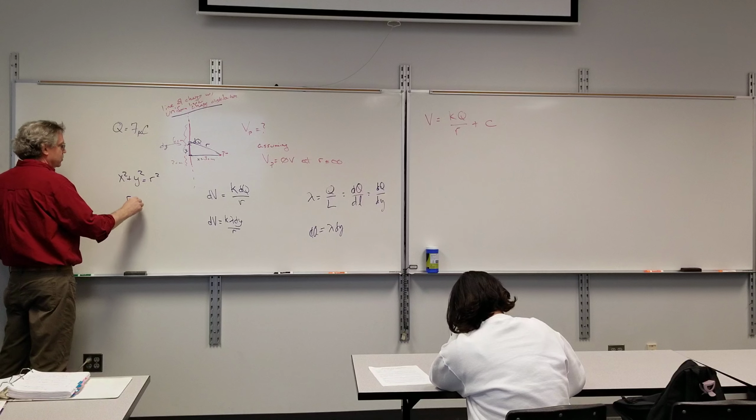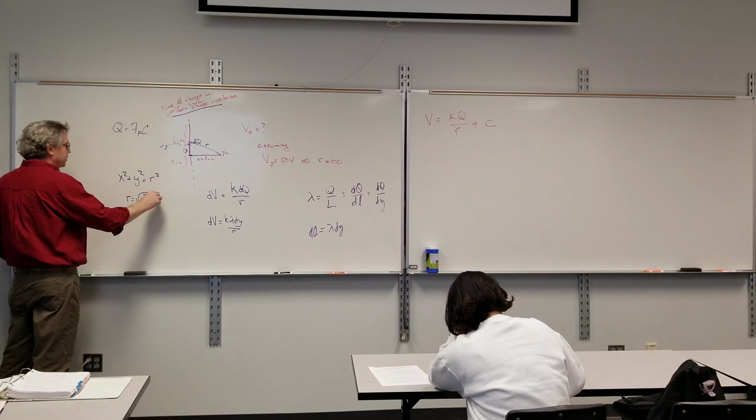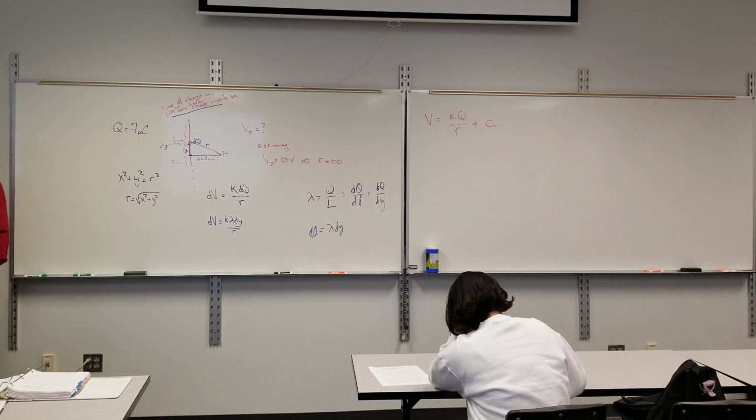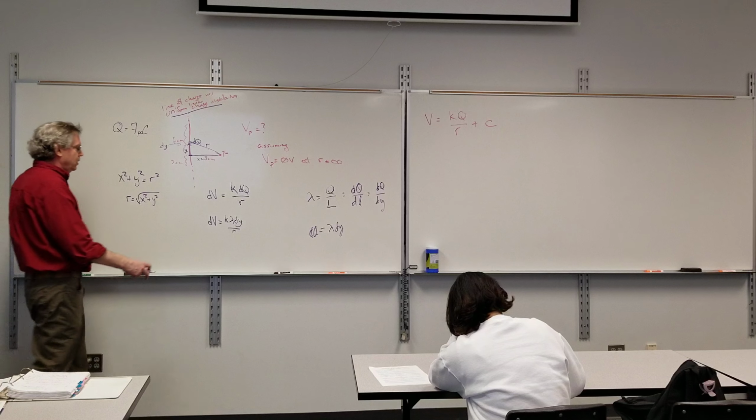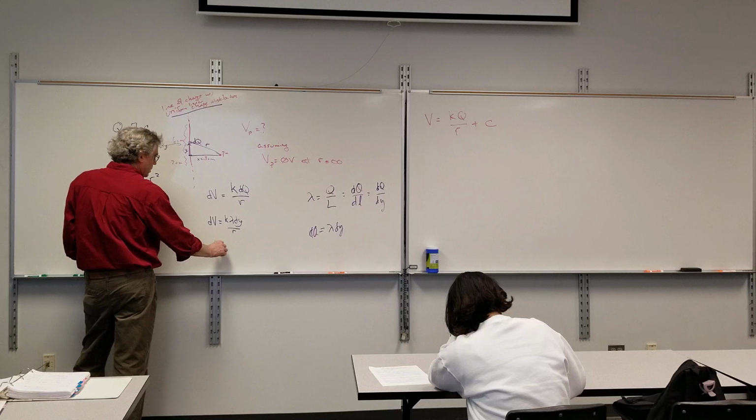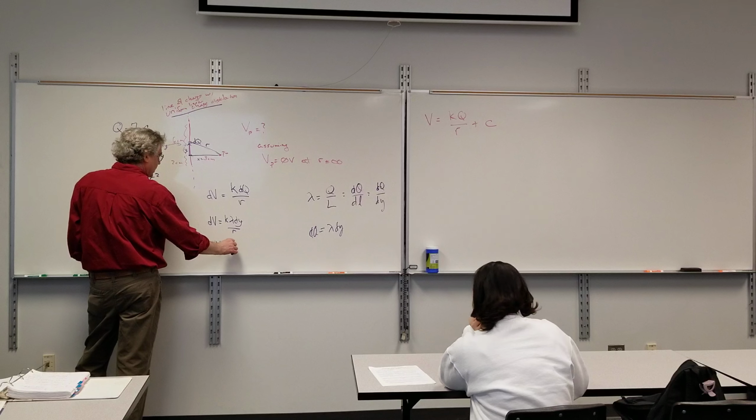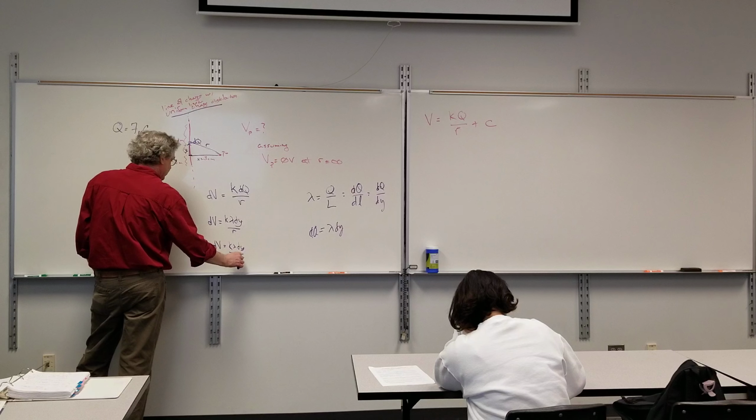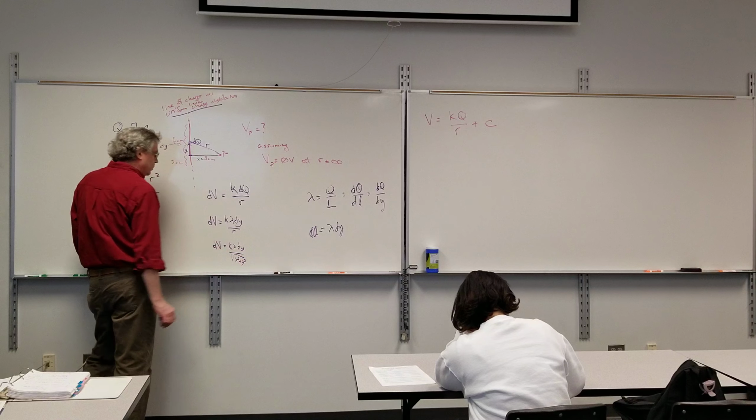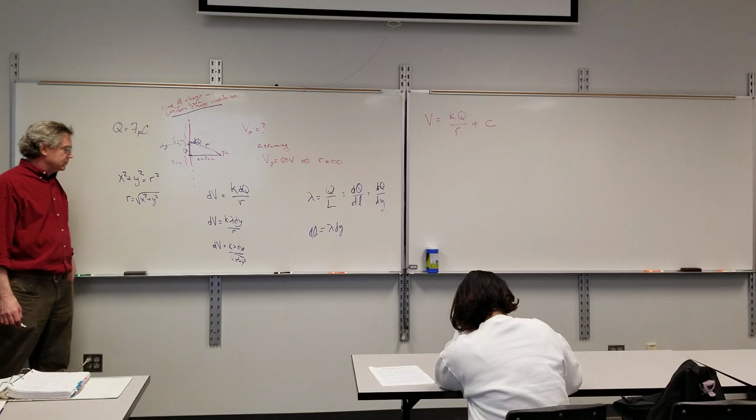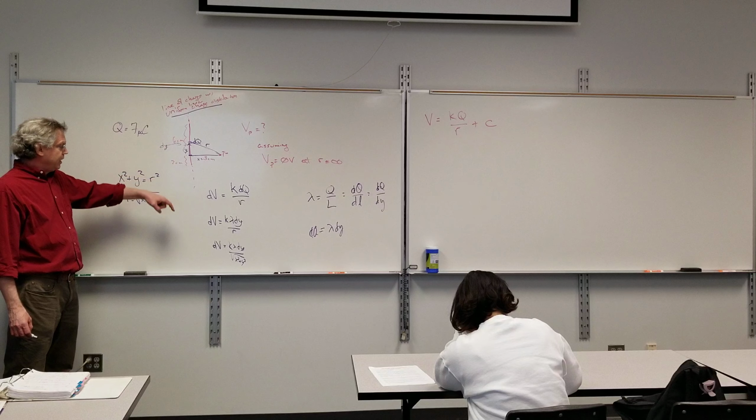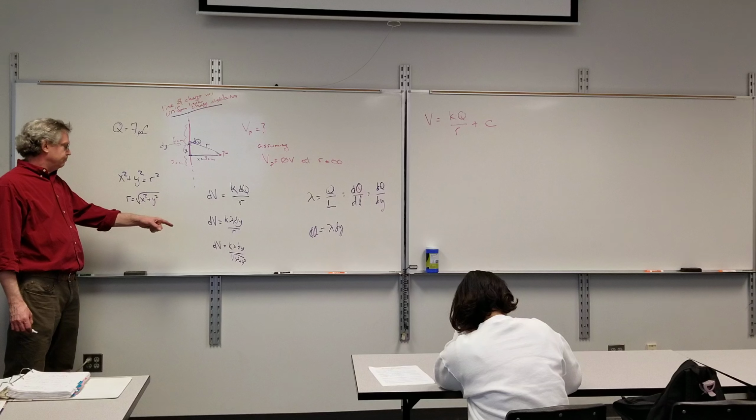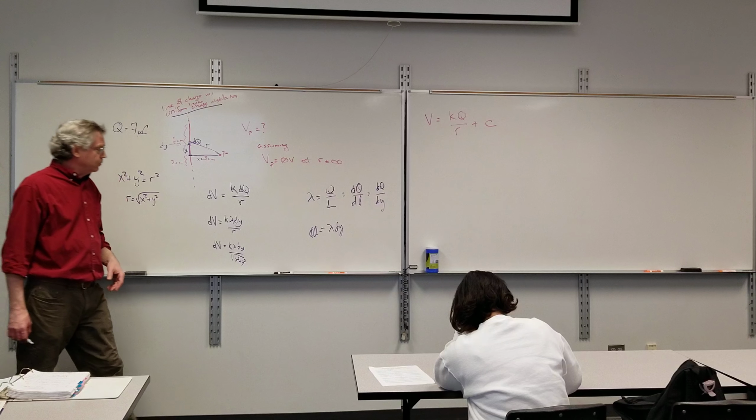So r becomes the square root of x squared plus y squared. Now mathematically, r would be plus or minus, but we know physically that r is a positive number. So dV equals k lambda dy over the square root of x squared plus y squared. We now have it in terms of a single variable, because lambda is constant, k is constant, x is constant, we only have y.